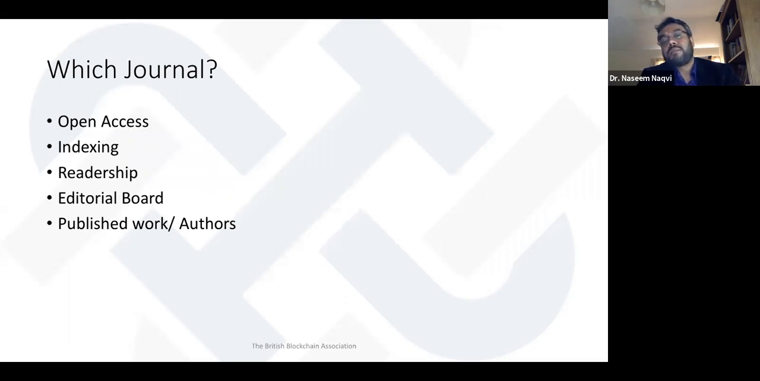Indexing is important. It means that the article, once it's published, gets indexed and abstracted in all the right places. For example, Google Scholar is one indexing platform. Who is reading the articles published in the journal? So if the readership is broad, global, then you want as many people to have access to and also to read your articles. You want people to cite your work, reference your work.